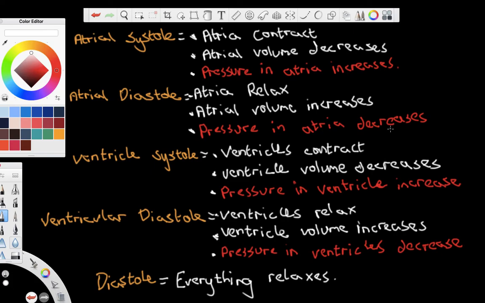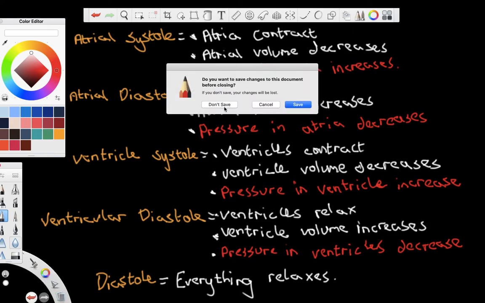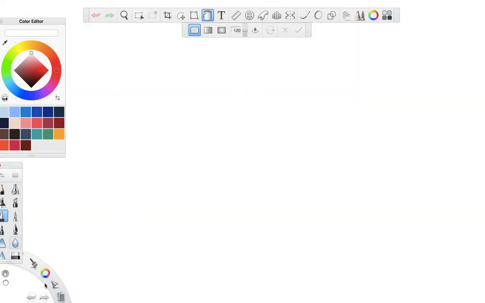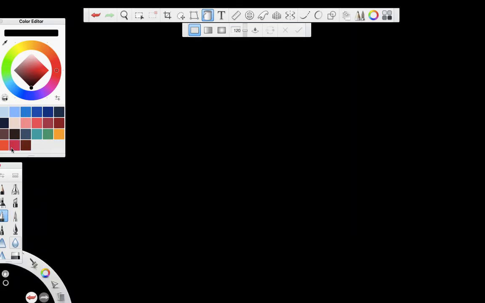The pressure goes down. During ventricular systole, the ventricles contract, the ventricle volume decreases, and the pressure inside the ventricles increases. During ventricular diastole, the ventricles relax, the ventricle volume increases, and therefore its internal pressure decreases, it goes down. During diastole, everything relaxes. Okay? So, if we just refresh our screen again, make sure you've got all these written down. Those are very, very important because we're going to be referring to them now.